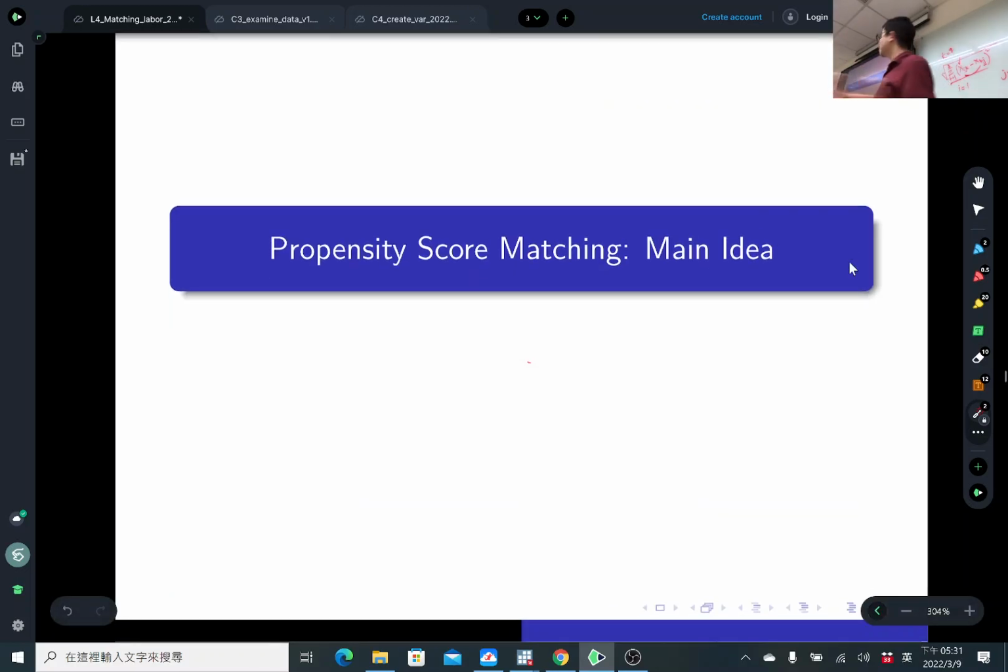So that's why we need to learn a more practical way to implement matching, the so-called propensity score matching. That's very popular in the social sciences and life sciences. They use this method when they implement matching. Okay, so any questions?